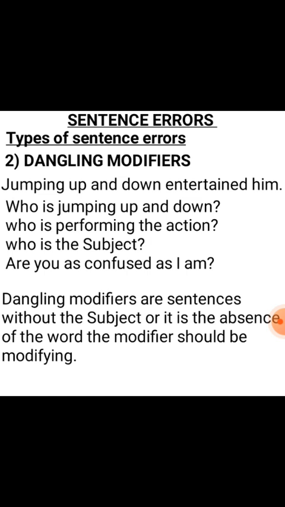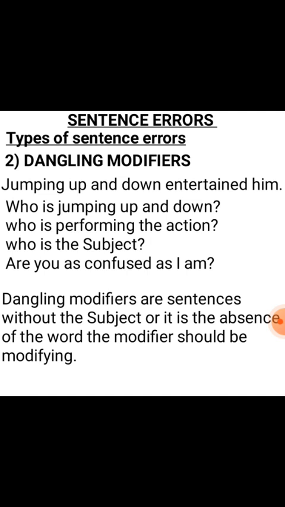So with this, you can say dangling modifiers are sentences without the subject, or the absence of the word the modifier should be modifying. So in the sentence of a dangling modifier, the word which is to be modified is missing, and the subject is also missing. Okay, so the subject is missing here. Like in this sentence, the subject is missing. Who is jumping up and down? Who is jumping up and down?